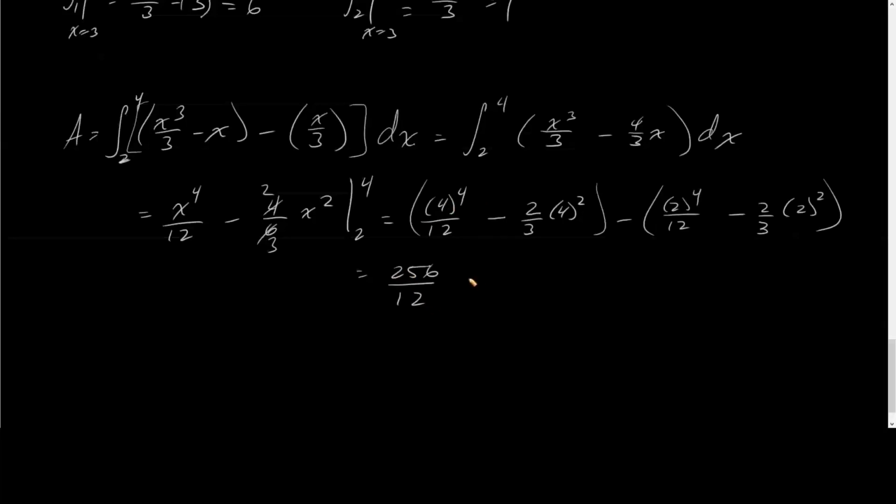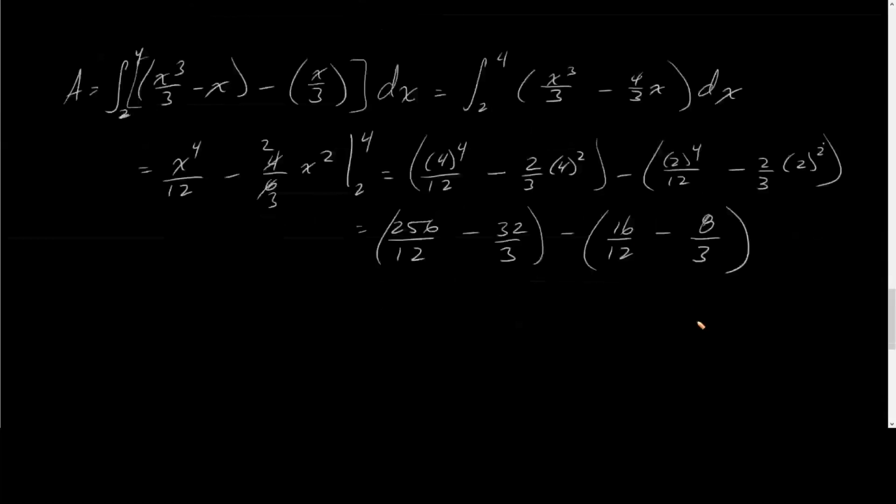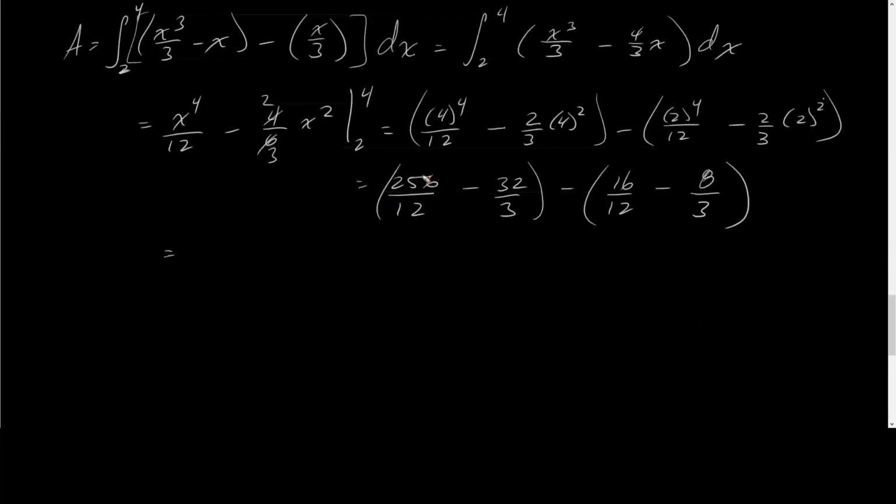So we get 256 over 12 minus 4 squared, 16 times 2 is 32, so we have minus 32/3, minus 2 to the 4th, that's 16. 2 squared times 2, well, that's 2 to the 3rd, so I end up with 8/3. Combining like terms here, I've got 256/12 minus 16/12, that's 240/12, minus negative 32/3 minus a negative 8/3. Minus negative is plus, so negative 32 plus 8 is negative 24, so we get negative 24/3.